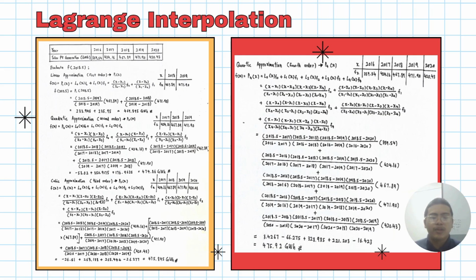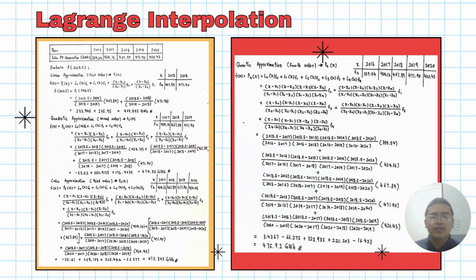Next, cubic approximation, third order. We apply cubic interpolation using four data points from 2017 to 2020. A third order polynomial is constructed, and the function is evaluated at 2018.5. The estimated solar PV generation is 475.845 gigawatt hours. This value is very close to the final answer, indicating good convergence.